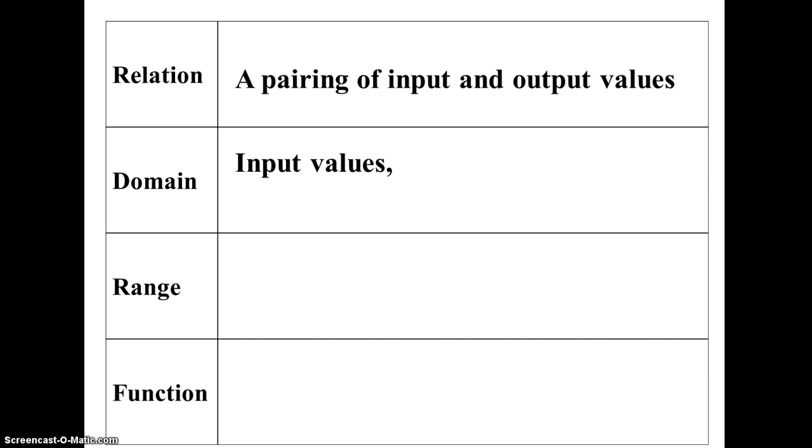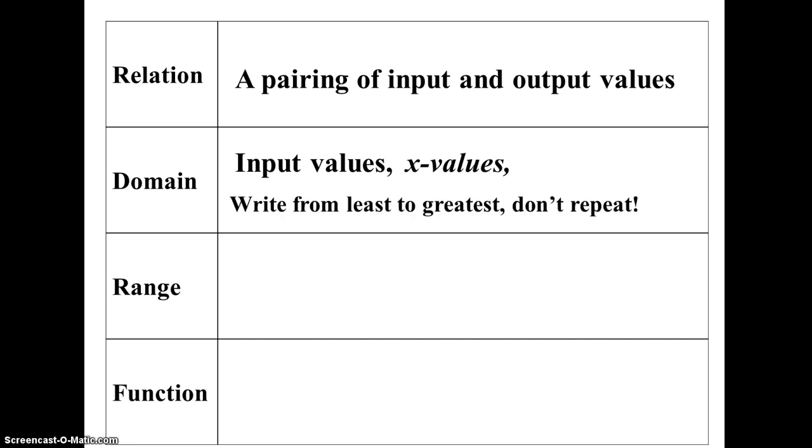The domain are just all your inputs. They're your x values. They are the independent variable. When we list the domain, you always want to write them from least to greatest, and you don't repeat any values. So if you have the same x coordinate out of your ordered pairs, you're only going to list it once.